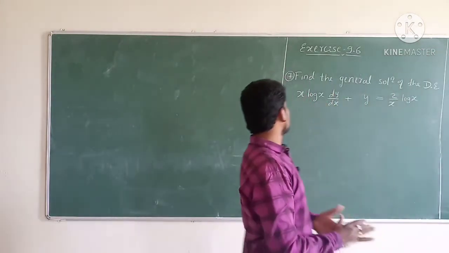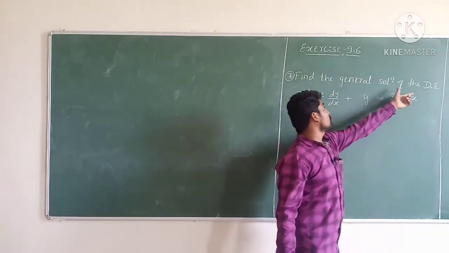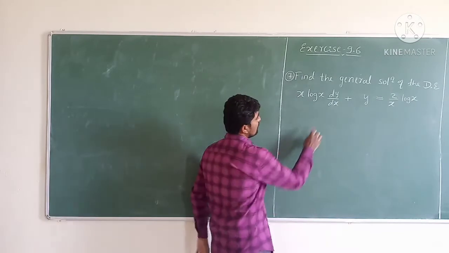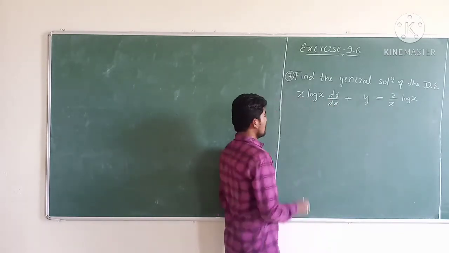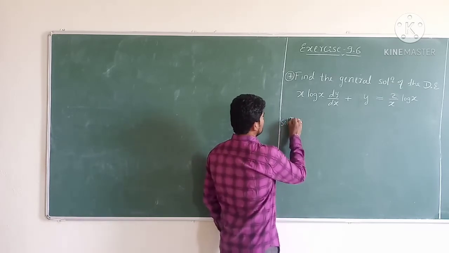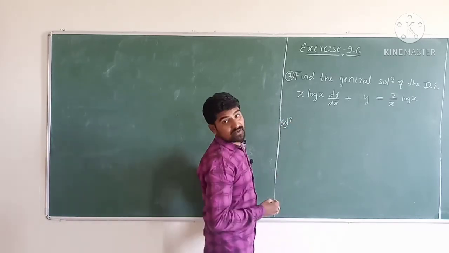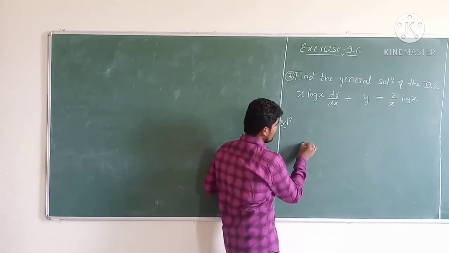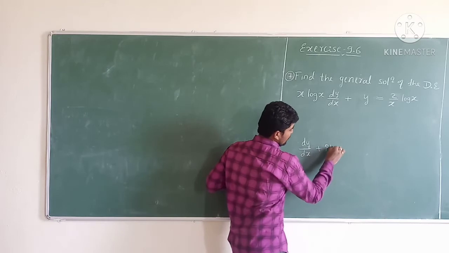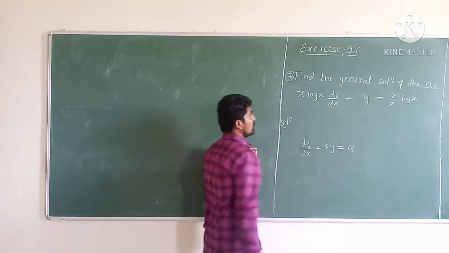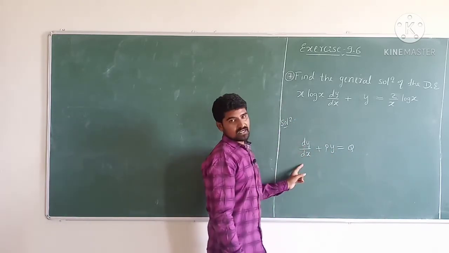So now the seventh question is, find the general solution of the differential equation x log x dy by dx plus y is equal to 2 by x into log x. We know that the standard form of a linear differential equation is dy by dx plus py is equal to q, but the given differential equation is not in standard form.